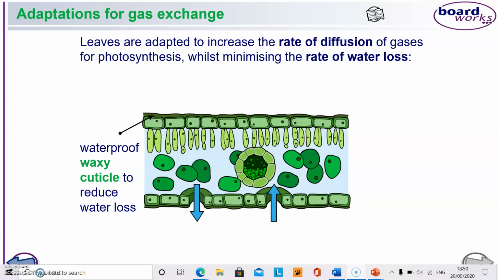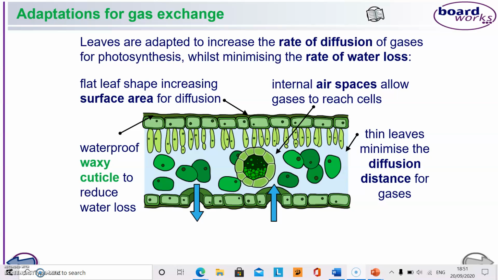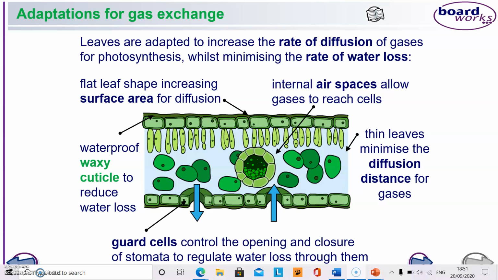So we've got a waterproof top layer to reduce water loss. We've got a large surface area for diffusion. We've got internal air spaces to allow gases to reach the different cells for photosynthesis to take place. And we've got thin leaves that minimize the distance that these gases have to travel. And we've got guard cells on the underside of the leaf, which open and close. They regulate the water loss through holes in the bottom of the leaf. This is also where the carbon dioxide will enter the leaf for photosynthesis.